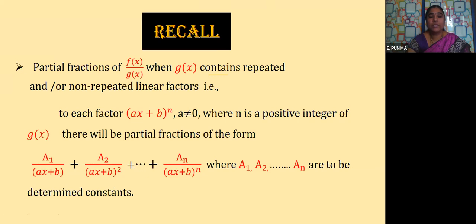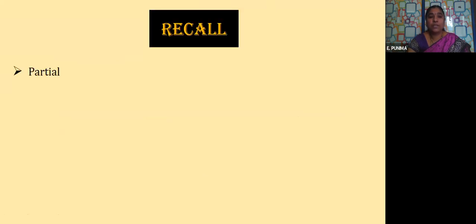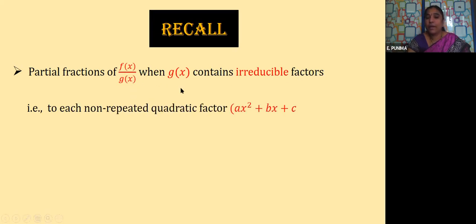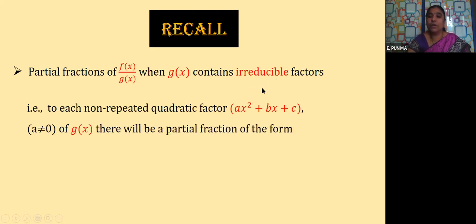Now next, what have we learned in the last session? Partial fractions of f of x by g of x when g of x contains irreducible factors. Here already we know that linear polynomials are irreducible and a quadratic factor whose discriminant is less than 0 is also irreducible, yes or not? So now this is rule 3.